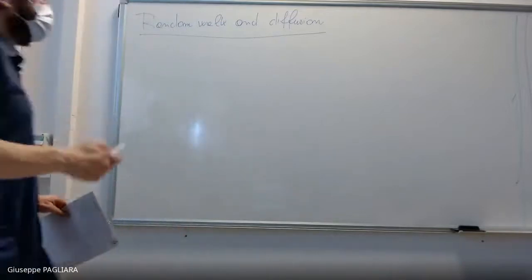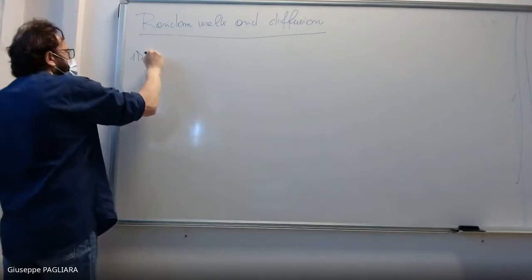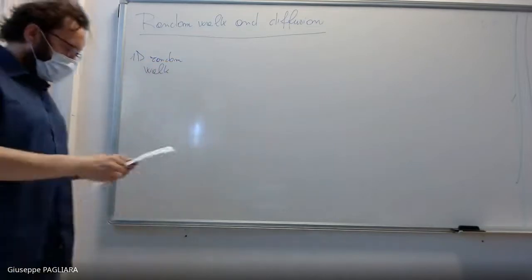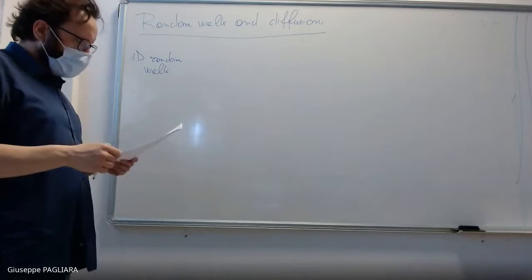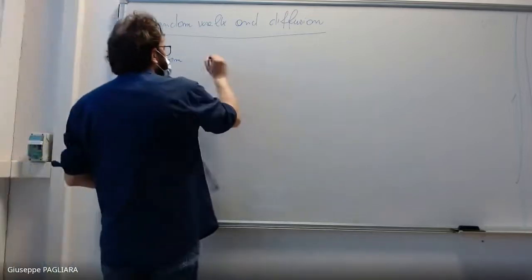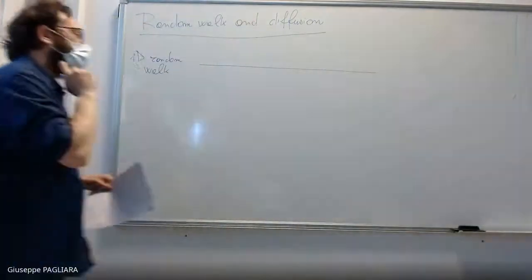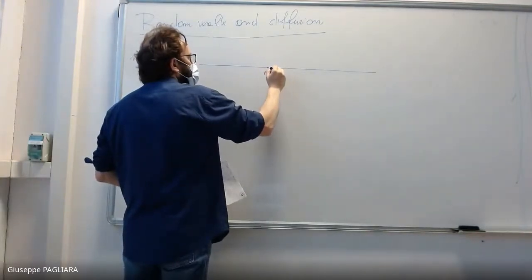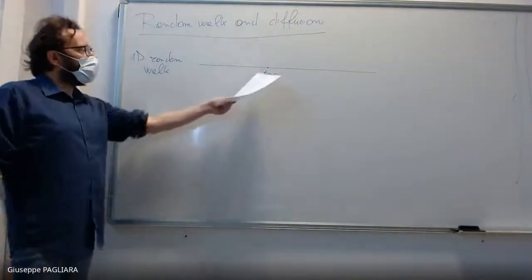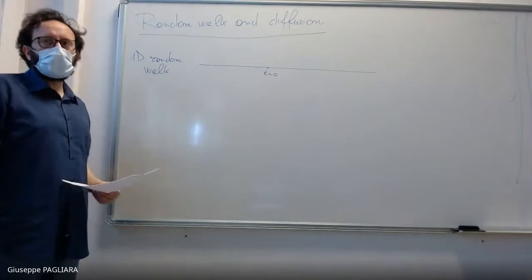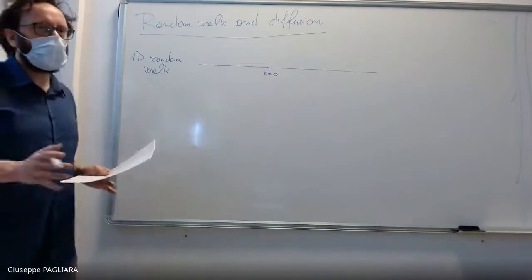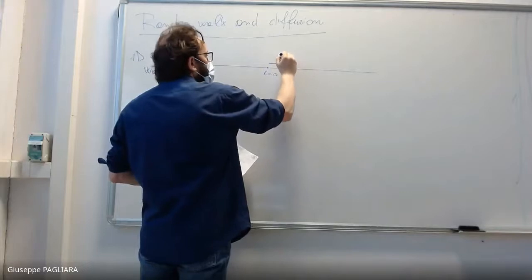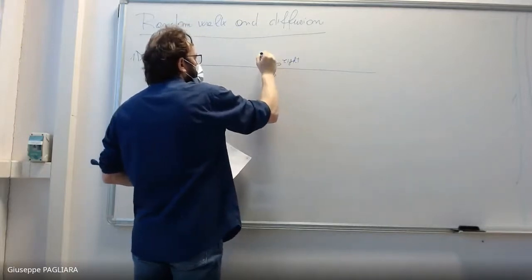A random walk in one dimension is the following. Suppose that you have one straight line, and suppose that I have a particle here at a certain time t equal to 0. This particle, due to the interaction with the other particles, has a certain probability of going to the right or to the left. This is a one-dimensional process, but it can be extended to three dimensions, of course.